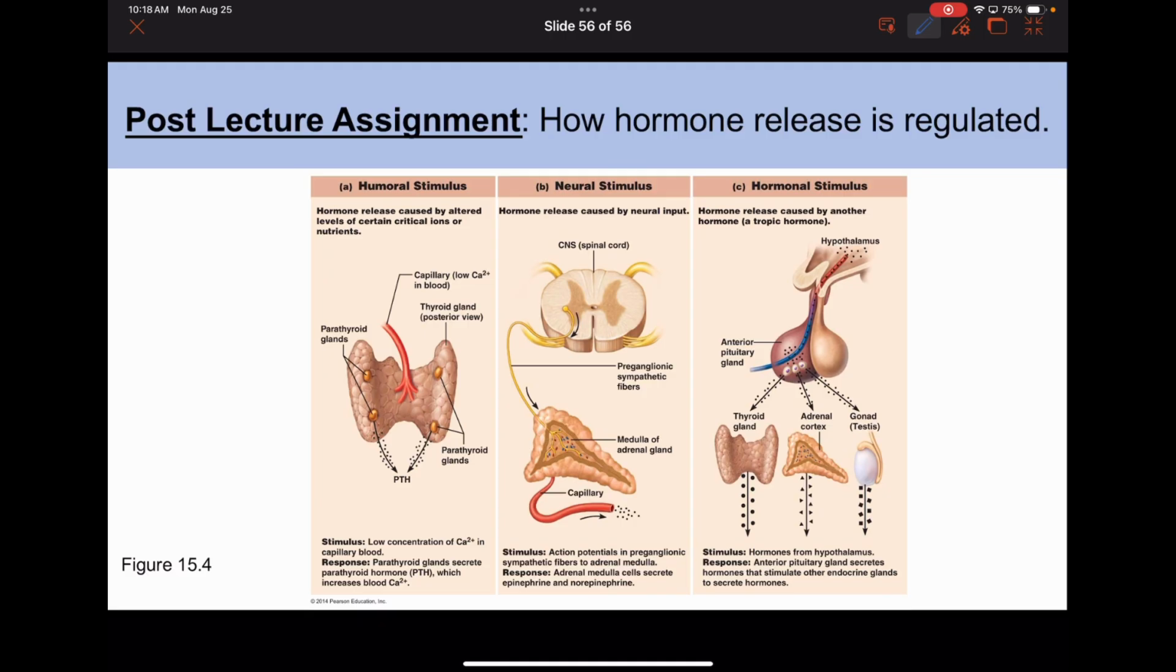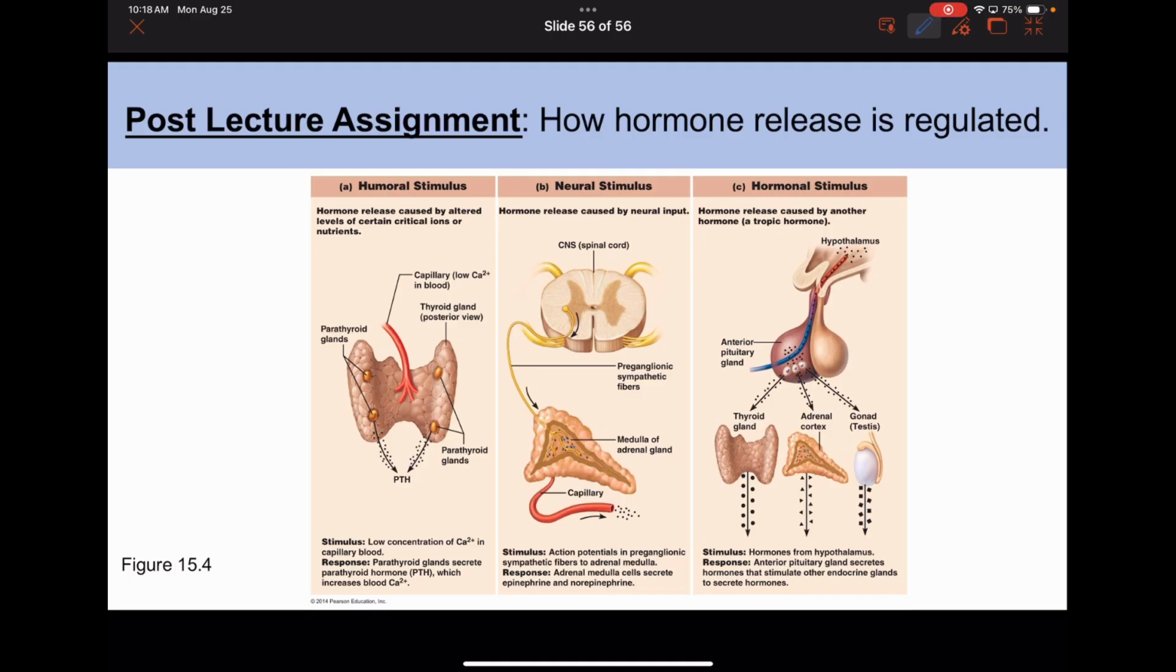Or oxytocin is also used for breast milk letdown. So when baby suckles on the mom's teat, that's going to cause oxytocin to get released because of the stimulus of those receptors, and then milk can be let down. That is a neural stimulus.